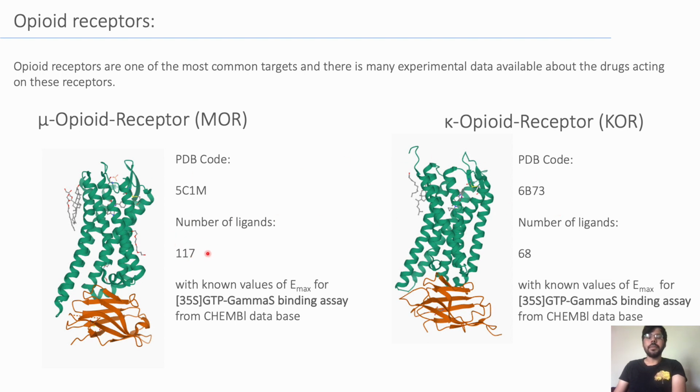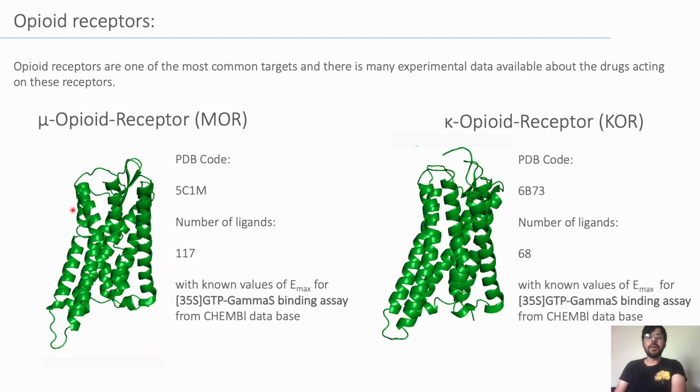For the mu opioid receptor, we selected 170 ligands with known values of Emax for the GTP gamma S binding assay. For kappa, we selected 68 ligands with known Emax values for the GTP gamma S binding assay from the ChEMBL database. We removed every small molecule and ester chain present in both structures and reconstructed the missing loops for kappa.